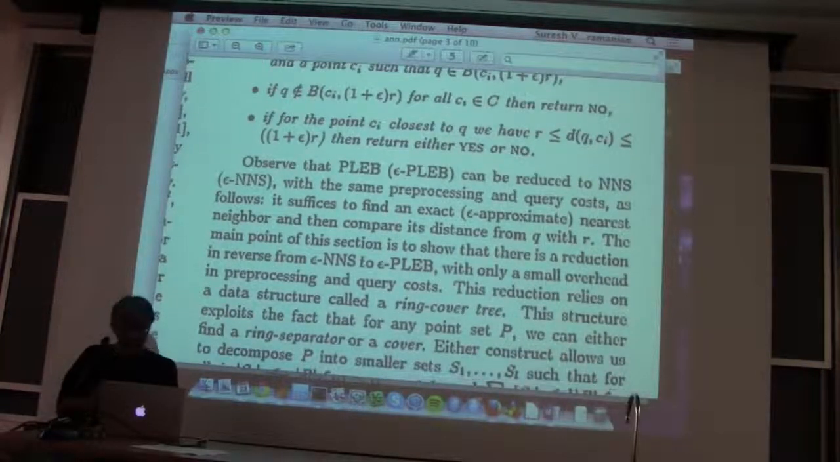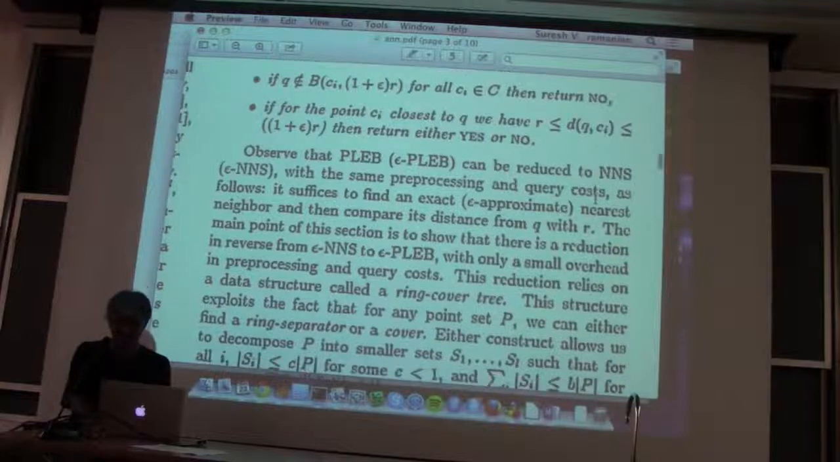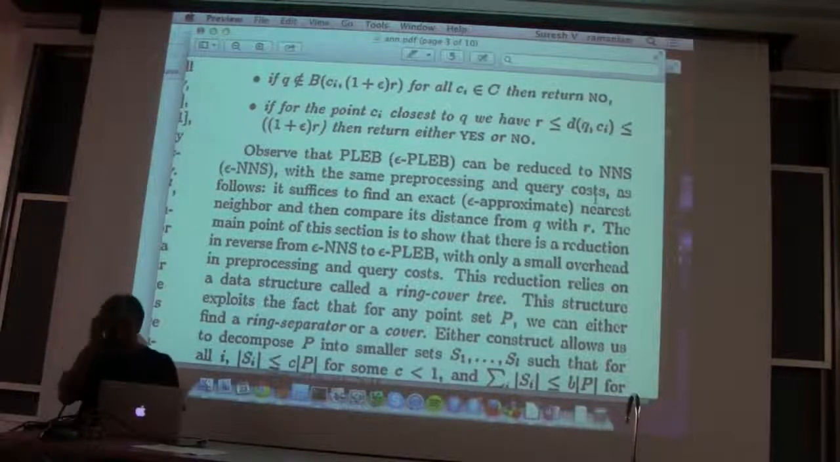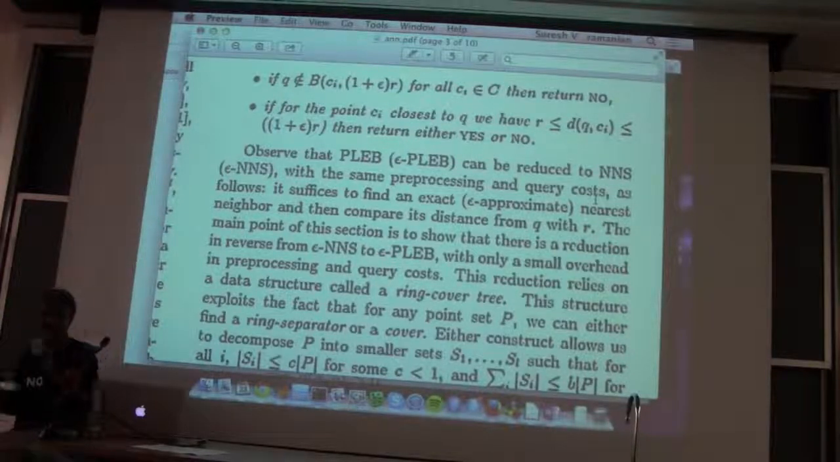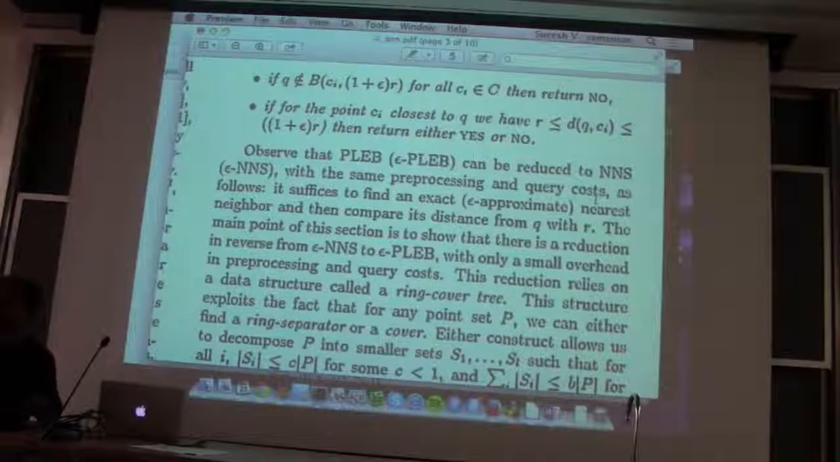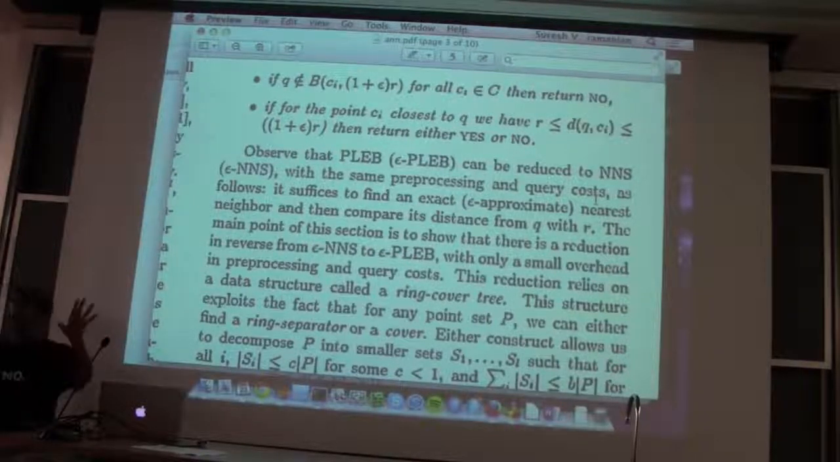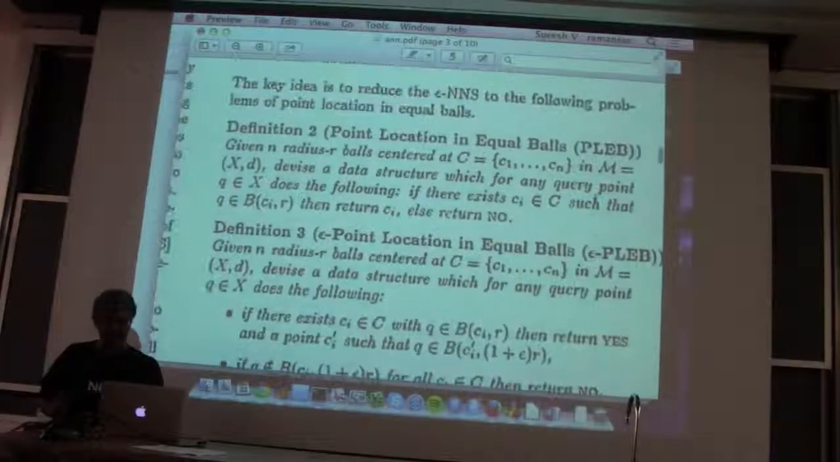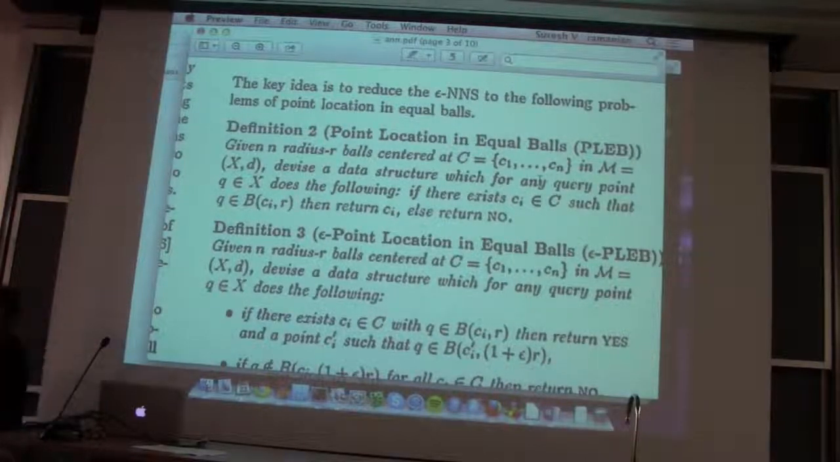So now the claim is this. Observe that the PLEB can be reduced to NNS with the same preprocessing and query cost as follows. So they're saying that the PLEB can be reduced to NNS. You want to work the other way around, but they're saying, okay, but how? And this is again a good point to stop and say, how do you do this? If you have an algorithm that can solve a near neighbor search problem, you can solve the PLEB problem. And let's remind ourselves again what the PLEB problem is. How would you do that? So they claim you can. They're going to give you the answer in like 5 seconds there.